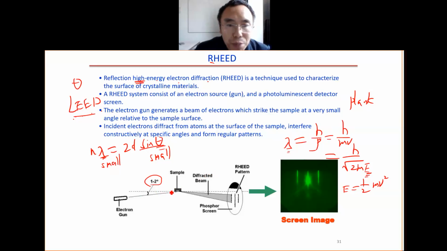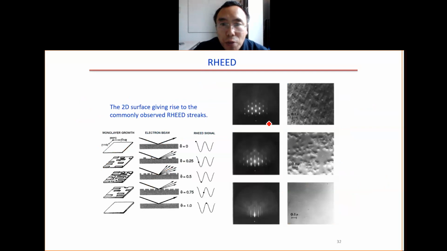So we shoot the electron beam onto the sample. The sample is here. Then we have the diffracted beam. Then we have this screen, this phosphor screen. So we can see the pattern on the screen. When the electrons interfere constructively, we get the peaks. So we can monitor the peak. For example, if we look at this peak here, one of the peaks.